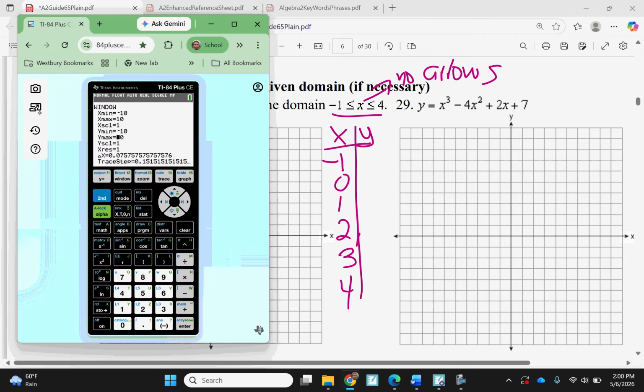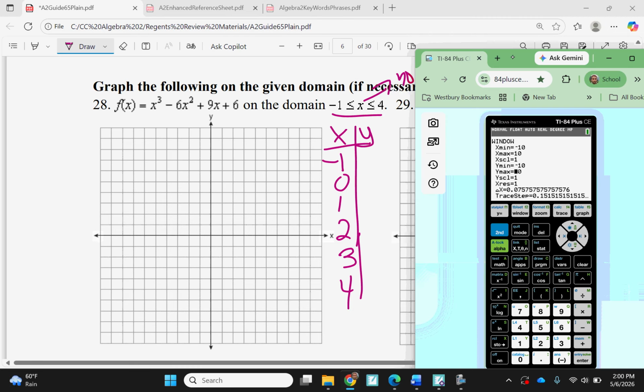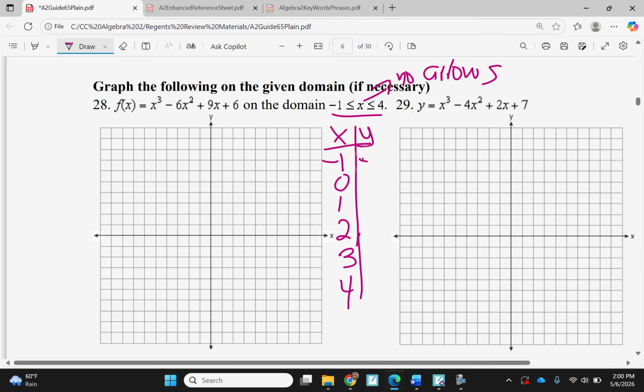So I'm going to go back to my y equals. I'm going to clear that out. I've got x to the 3rd minus 6x squared plus 9x plus 6. I'm going to go zoom 6. Well, I don't have to go zoom 6, but that's what it looks like. I'm going to go to my table. I'm going to copy down my values from -1 to 4. -10, 6, 10.